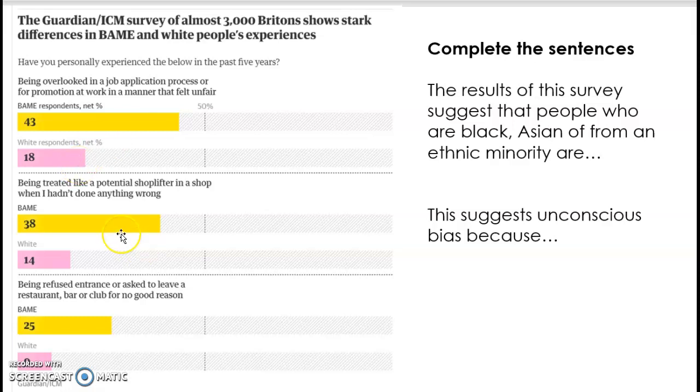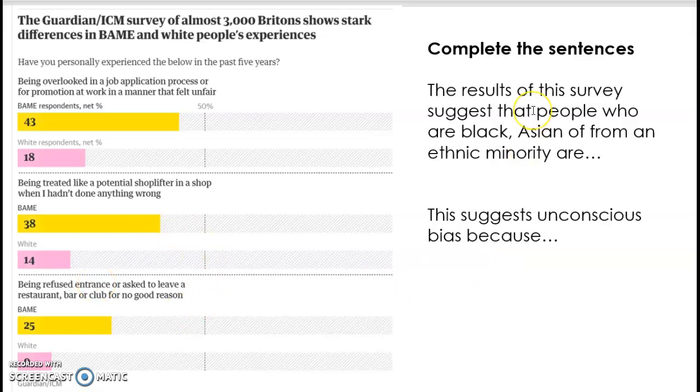They found that 38% of BAME, black, Asian, minority ethnic people found they had been treated as a shoplifter when they had done nothing wrong, compared to only 14% of white people. And 25% of BAME people had been refused or asked to leave a restaurant, bar or club for no reason, compared with only 9%. Now, when you consider that there's significantly more white people in the UK than BAME people, those statistics become even more shocking.